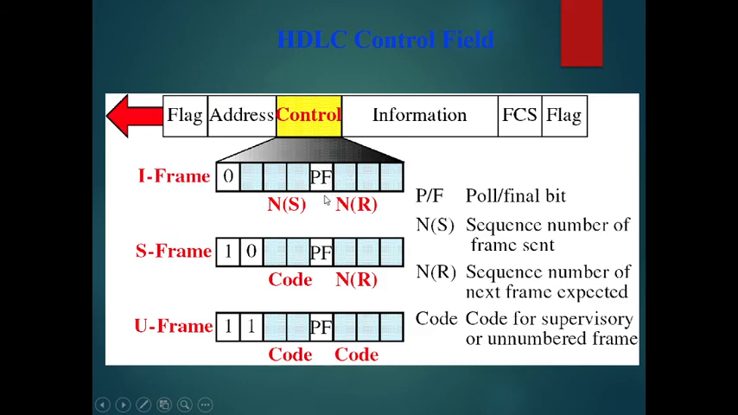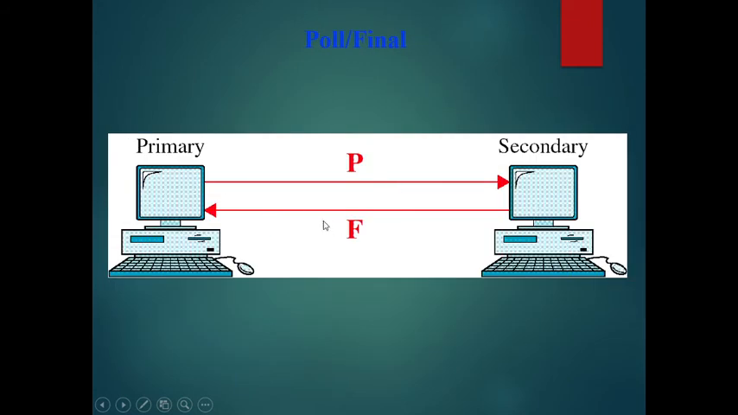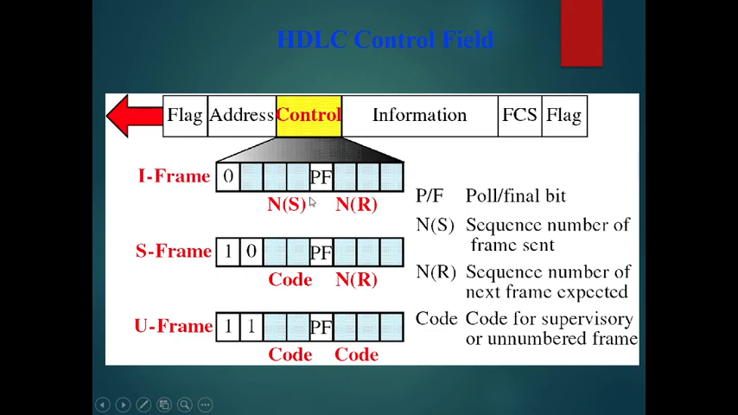You will understand by looking at this figure what poll and final are. Polling is done by the primary station to the secondary station. The secondary station will respond to the command from the primary station, and that is called final. If the poll/final bit is set, it means that these actions are going on. So that is the P/F bit, a single bit with a dual purpose. When it is set, it means that the station can either poll or do the final operation.